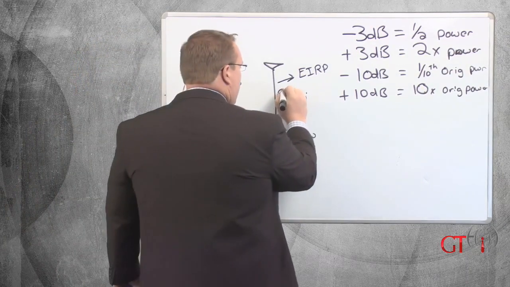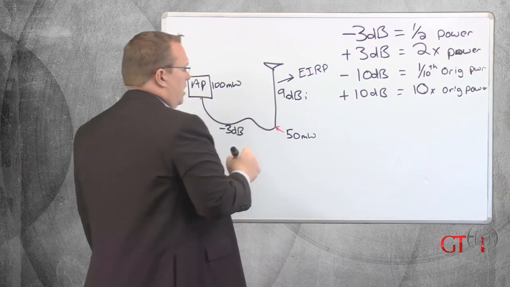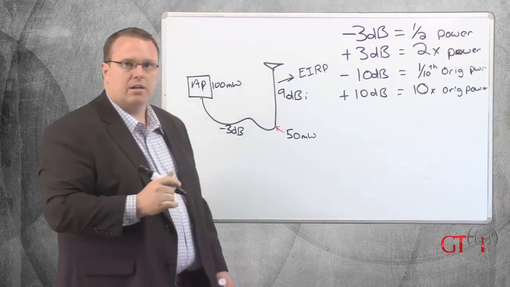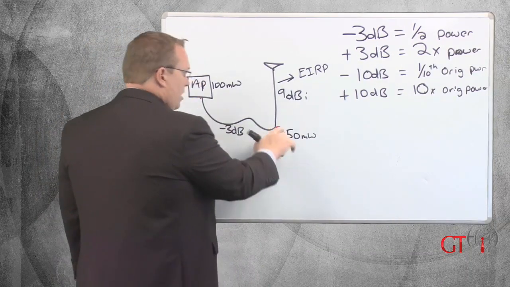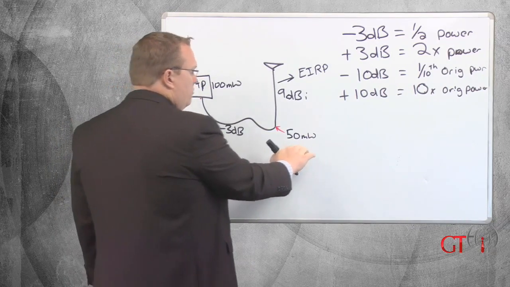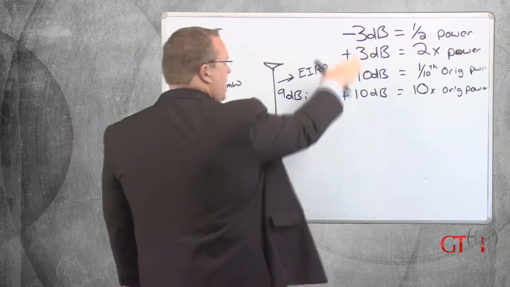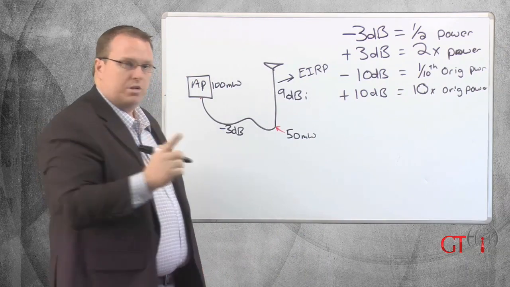No, sorry, let's make it a 9. I like 9 better here. What if it's a 9 dBi antenna? 100 milliwatts goes in, I lose 3, half my power is 50, but now I have 9. 9 isn't up here. So what do I do?